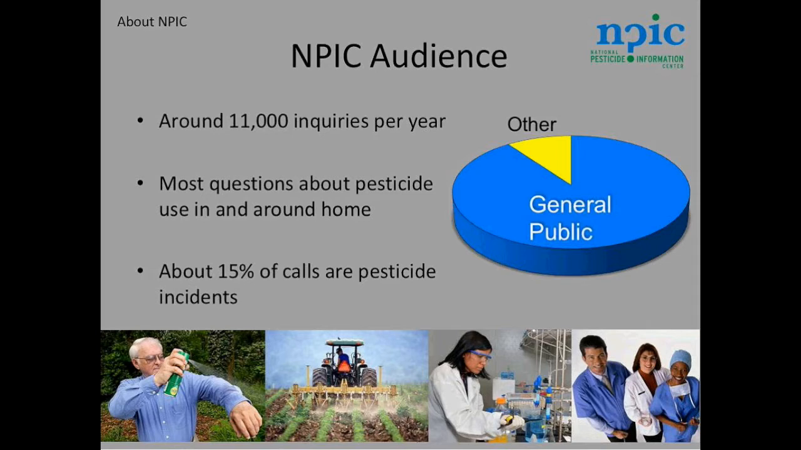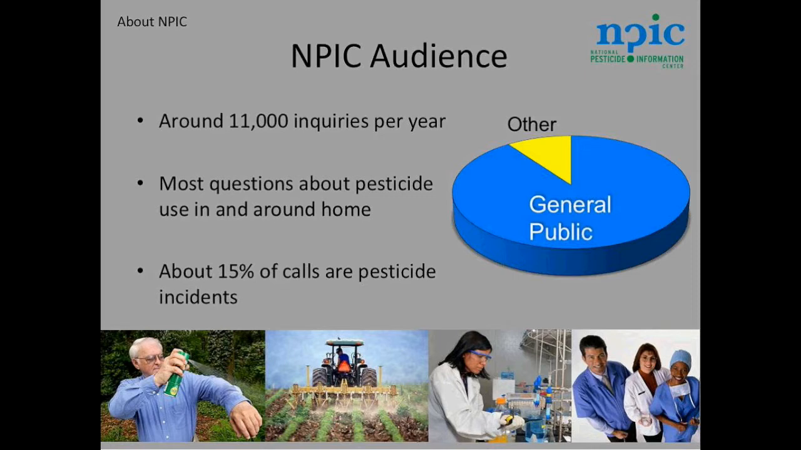Those other 10% of the callers are some sort of professional, either pesticide manufacturers, veterinarians or physicians, health departments, or other government agencies. Most of the questions we get are about pesticide use in and around the home, though we do cover any other myriad of questions around pesticides, environmental risks, environmental fate, anything else. Each year we get about 11,000 inquiries.